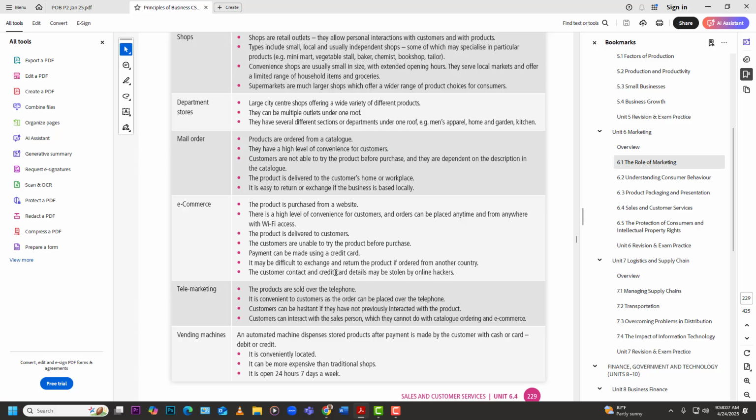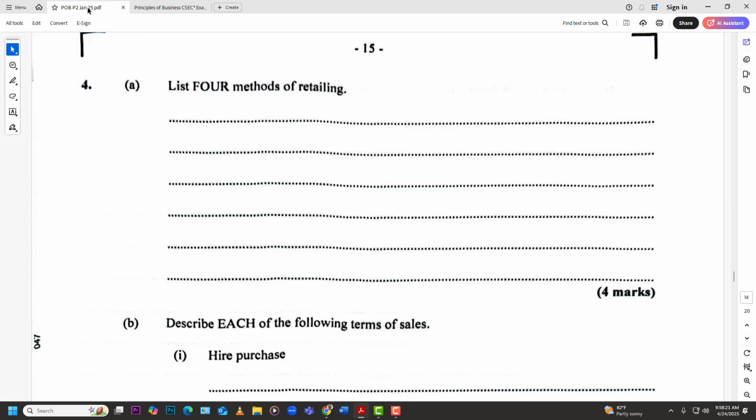And, of course, another convenient one is vending machines, where you can use a vending machine to buy your snacks, buy your drinks, buy a lot of different things today, right? So a vending machine open 24/7, that's one method of retailing also. So they just ask you to list. We list, we get to our 4 marks. For a more in-depth look at it, check the video on marketing.